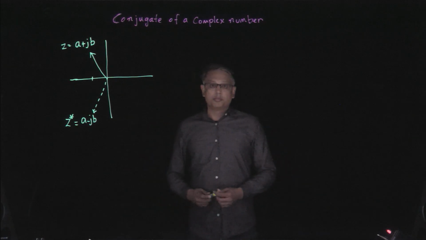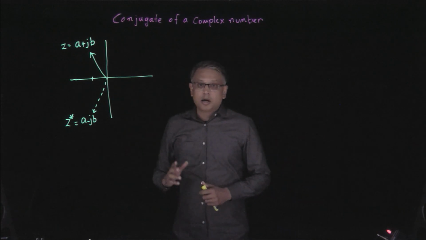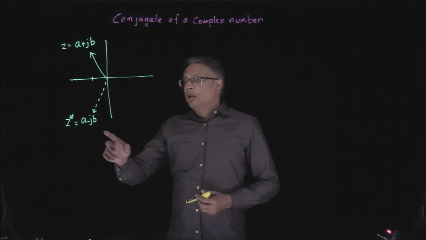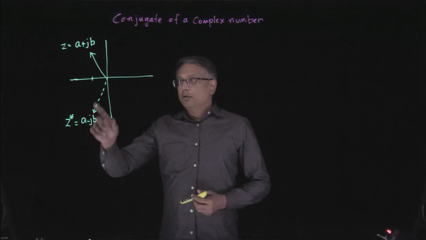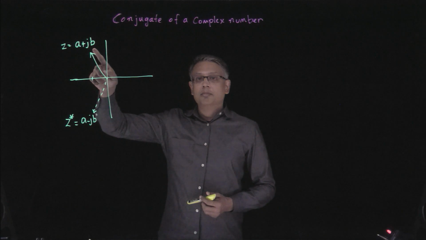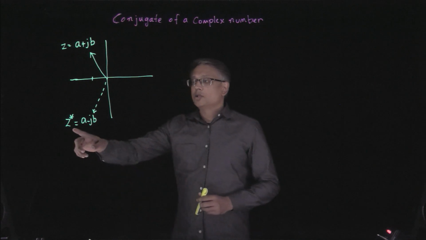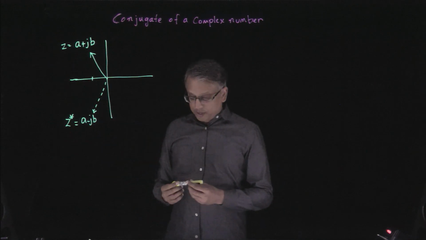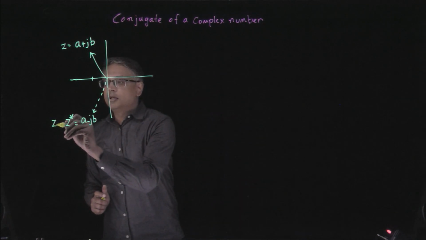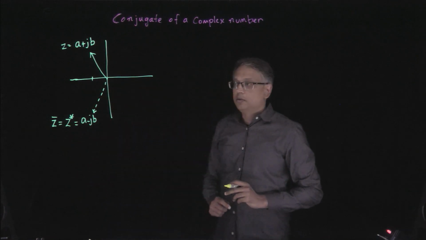A conjugate of a complex number. So if we have the complex number z, which is a plus j times b, then the complex conjugate of this complex number is given by the complex number that you get by keeping the real part as it is and negating the imaginary part. So you get the complex number a minus j times b, and this is called the complex conjugate of z. It's usually written with a z star, or sometimes it's even written with a z bar. In this course, we are pretty much going to use a z star to represent the complex conjugate.